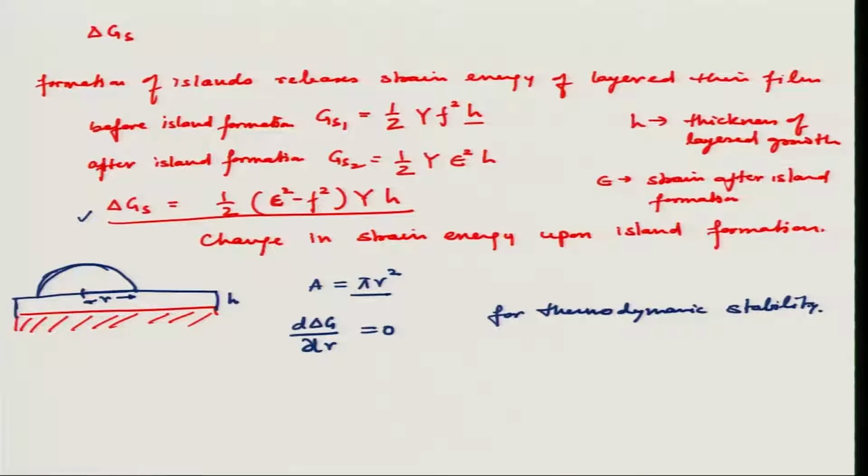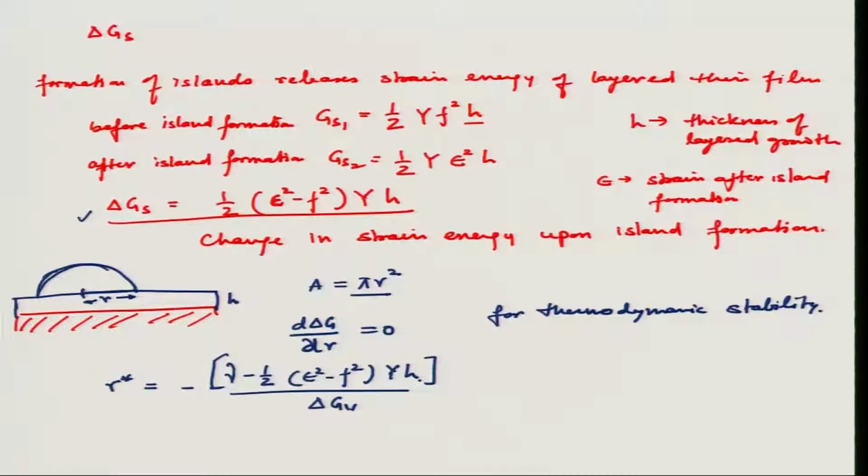Okay. I can show that r star in this case will have (gamma minus 1 by 2 epsilon square minus f square) Y h divided by delta G v, and this would be a minus term here. So, this will be my r star. This is the critical radius of stable island.